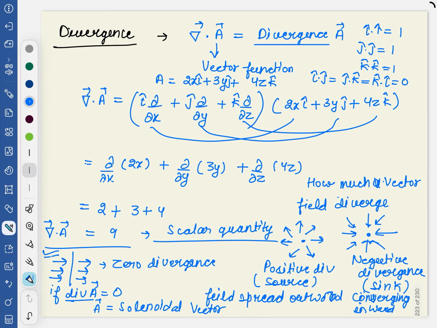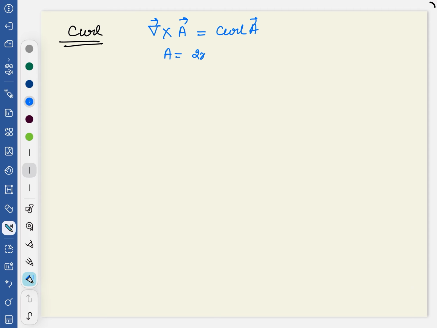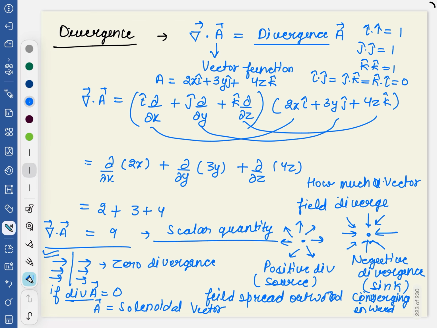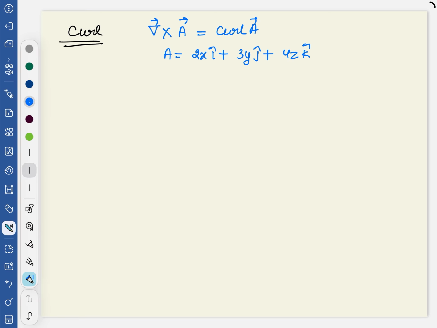Next is curl. If we operate del on any vector A via cross product, then this is known as curl of vector A. So if we find the curl, suppose we have the example A is equals to 2xi plus 3yj plus 4zk, and we have to find out the cross product. So we will find it out by the determinant method.